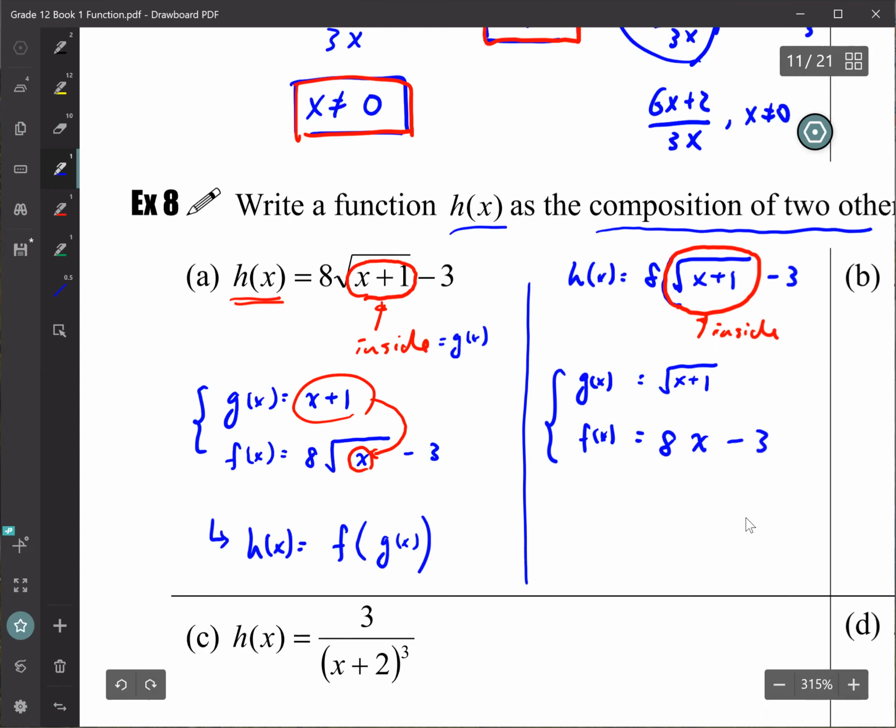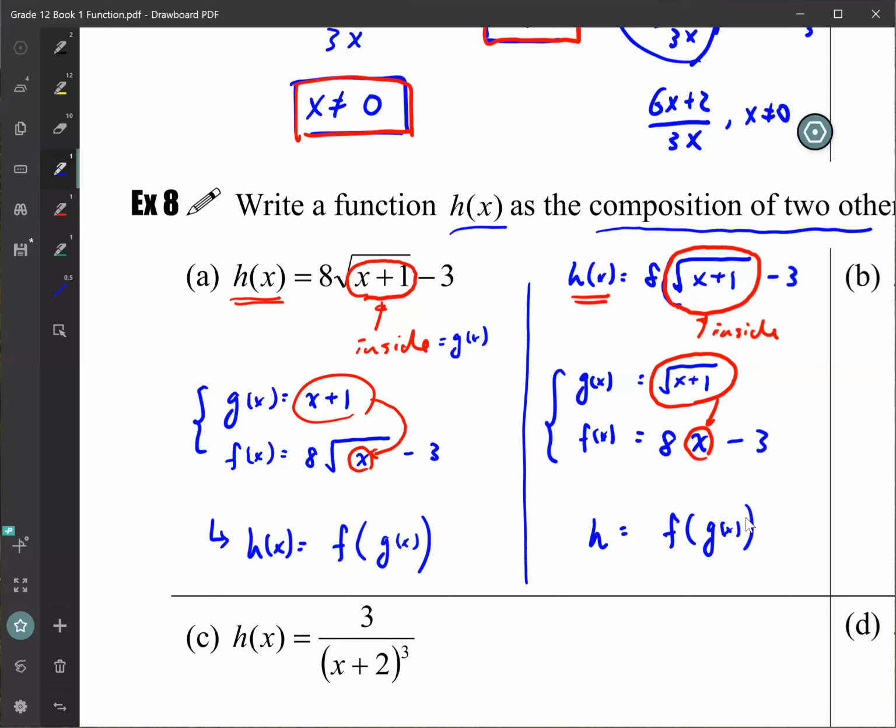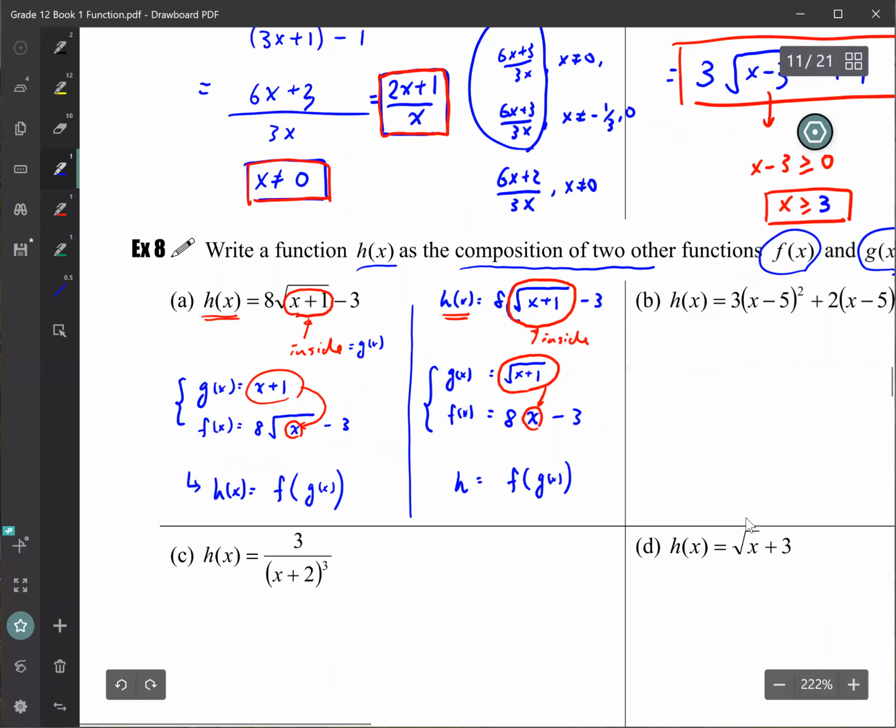Very good. Okay, so you can double check, see if you replace this into the x, right? Does it get the original h of x back? Right? If it works, then that also works. Okay. So again, we'll have h is f of g of x, because it will be different if it's g of f, if you swap the order. Make sense? Okay, so there are many ways.